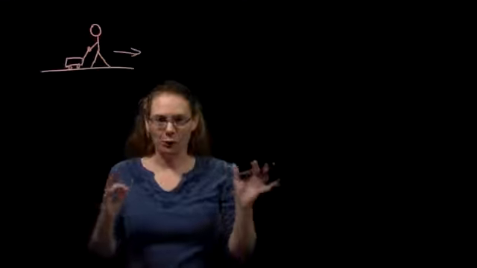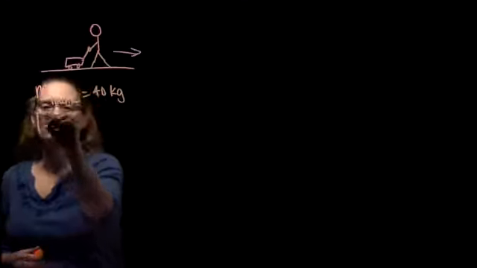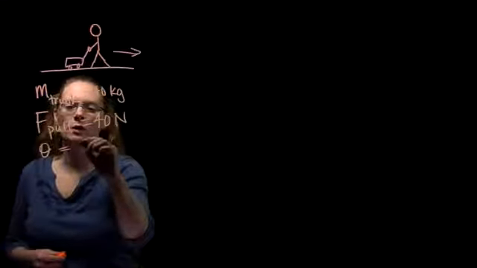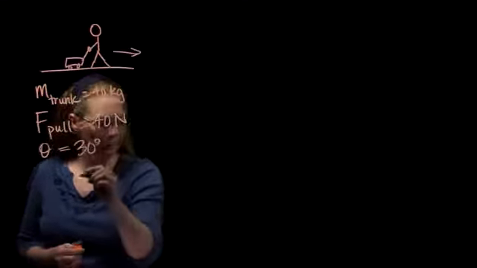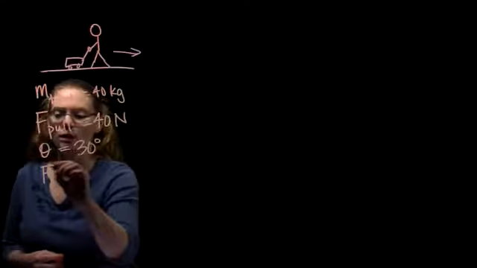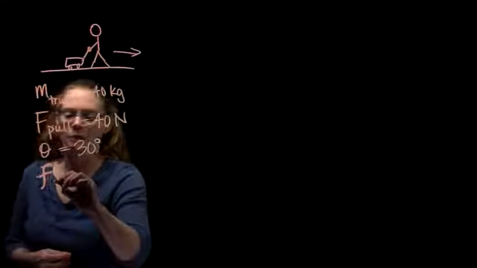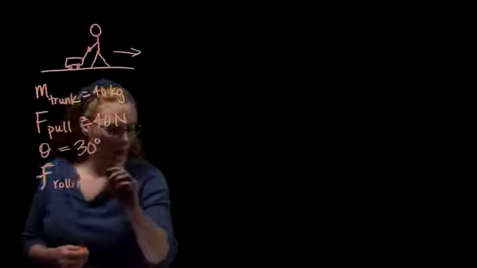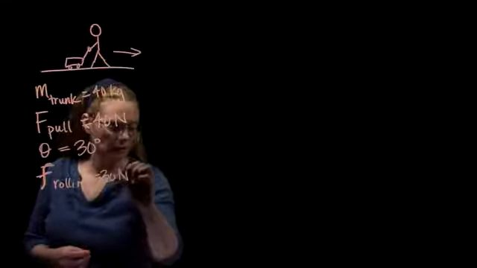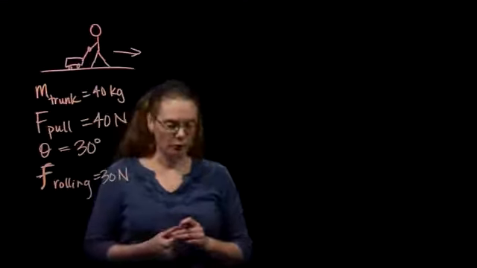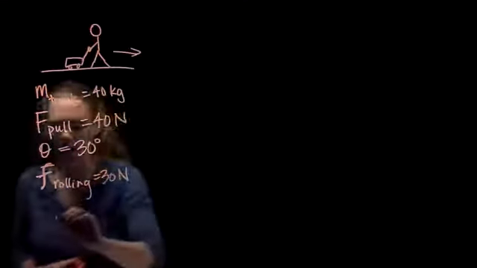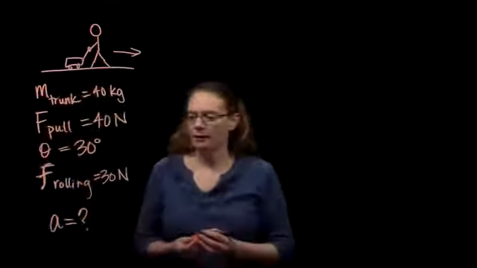Second step, figure out knowns and unknowns. We know the mass of the trunk is 40 kilograms, and Macie pulls with a force of 40 newtons. The angle of the pull is 30 degrees. And there's a rolling friction force of 30 newtons acting on the trunk. And the question is, what is the trunk's acceleration? So our unknown, what we're looking for, is our acceleration.